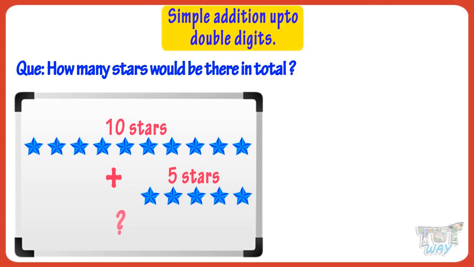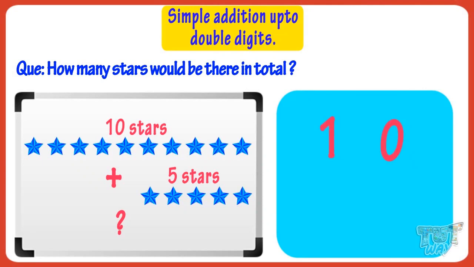We can write it like, write the bigger number first. That is 10. 1 is in the tens place. 0 is in the units place.